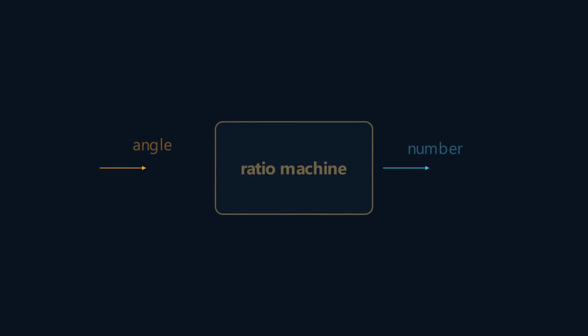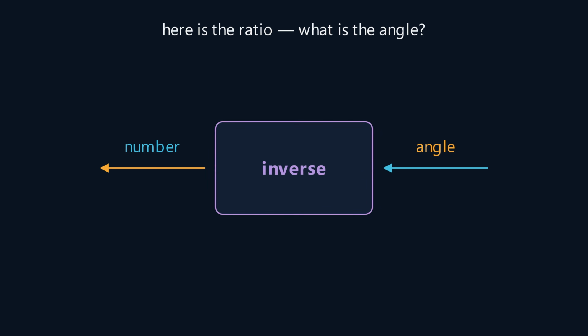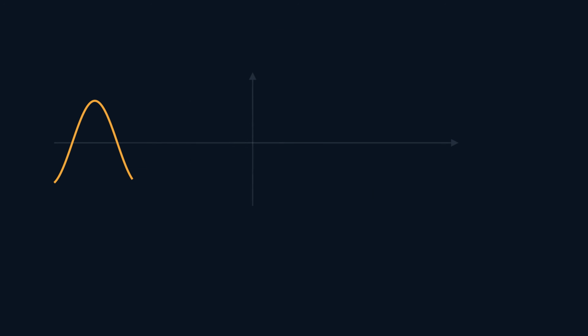Every question so far has been, here is the angle, what is the ratio? The far more useful question in real life is the opposite. Here is the ratio, a slope, a height, a distance. What is the angle? For that, we need to run the machine backwards. But there is an immediate problem.